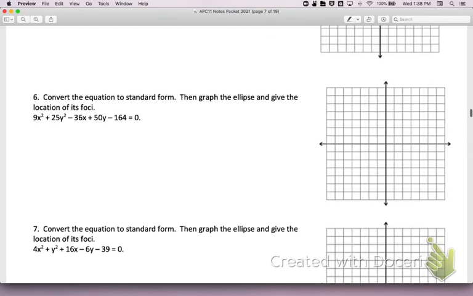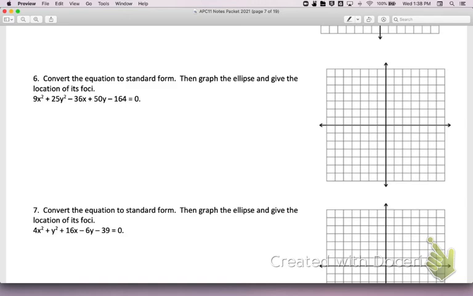Number 6 and 7 are just like with circles, how we have to do some completing the square. But this one is a little bit trickier because notice that the coefficients of x and y are not 1. So this does make our process a little bit harder because we have to have it in the form of x squared plus bx. So first let's do some regrouping. I'm going to put the 9x squared minus 36x, and then I'm going to have the 25y squared plus 50y, and then I'm going to add the 164 over.